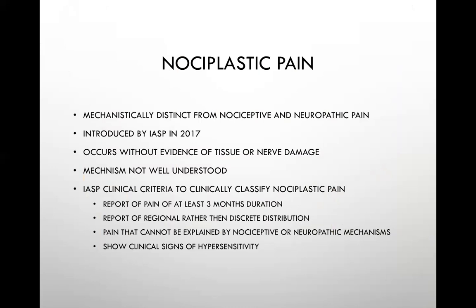There's also a third category that was introduced by the International Association for the Study of Pain in 2017. They call it nociplastic pain, which they say is mechanistically different from nociceptive and neuropathic pain. This is pain that occurs where there's no evidence of tissue damage or nerve damage. The mechanism is not well understood, but they're linking it to central sensitization, and they've also given criteria to clinically classify nociplastic pain. This is a report of pain of at least 3 months duration, regional rather than discrete distribution, pain that cannot be explained by nociceptive or neuropathic mechanisms, and showing clinical signs of hypersensitivity.